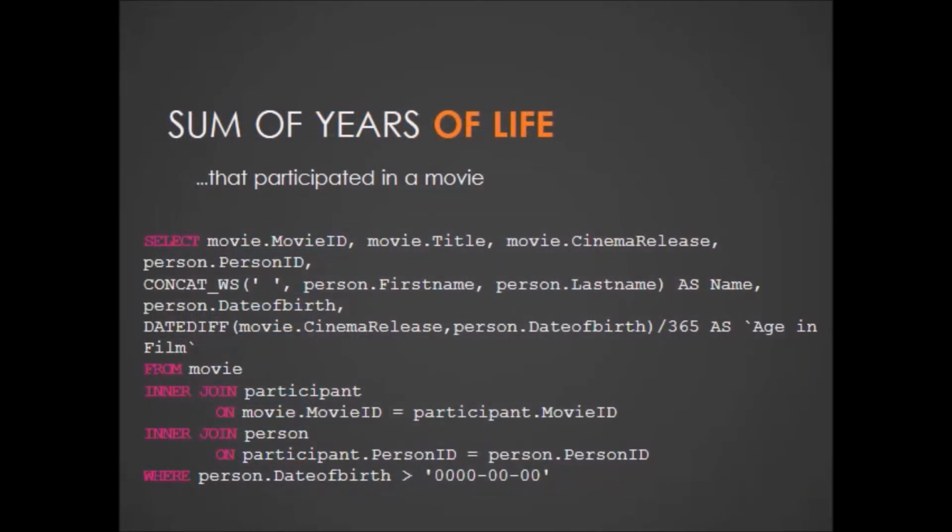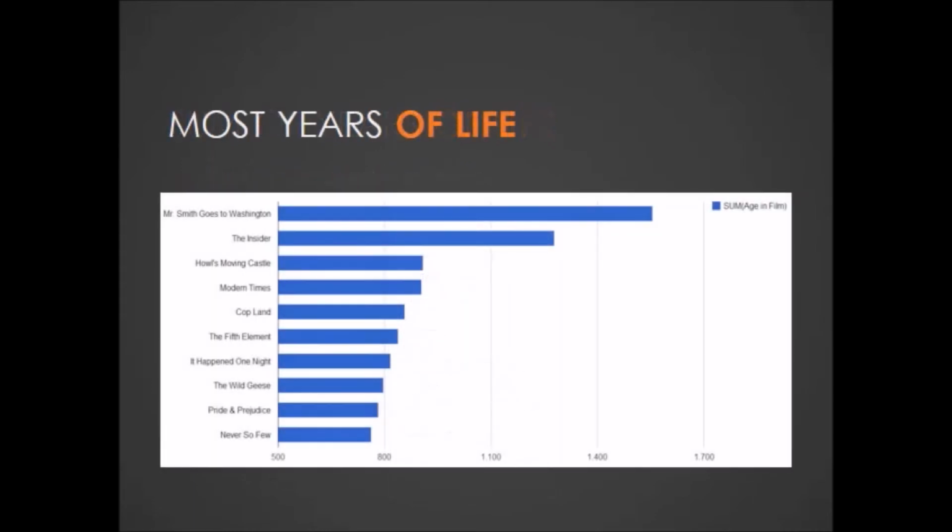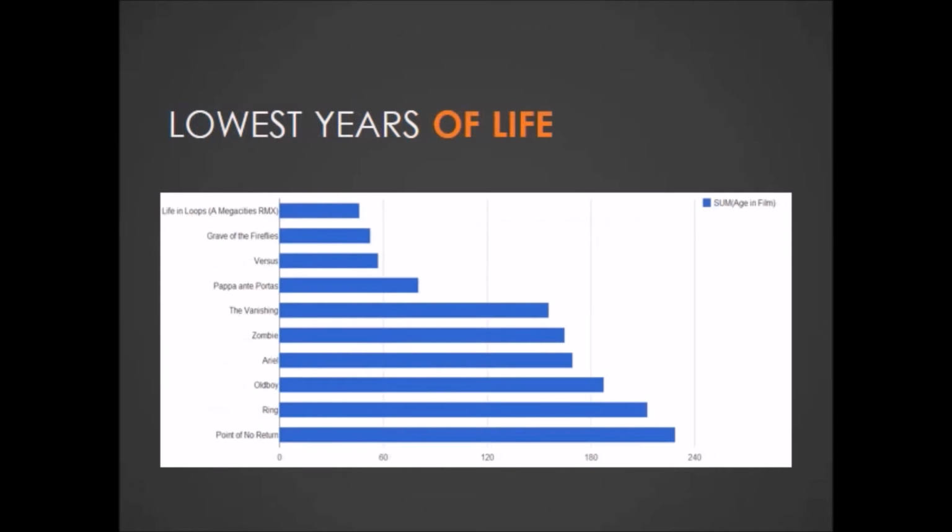The next visualization is the sum of years of life that participated in a movie. As you can see, we choose the same query as in the example before, but with different settings. Now we take the sum of the age in film and we get a different result. Here we can see that Mr. Smith Goes to Washington had either many participants or they were quite old. Reversed, we can see that the movie Life in Loops in our database had maybe only one participant, or the participants came mainly from the kindergarten.